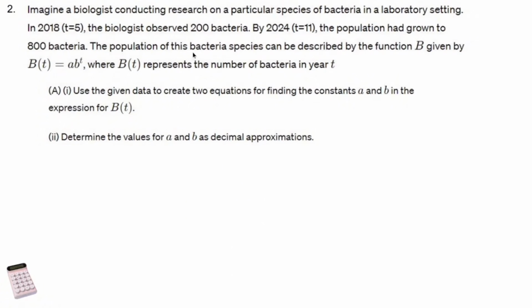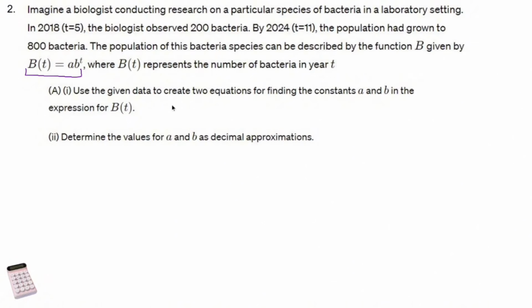The population of this bacteria species can be described by the function B given by an exponential function, where B of t represents the number of bacteria in year t. Usually when you're dealing with some type of growth or a population growth, it is going to be exponential, and so that should not come as a shock here in any way whatsoever. So, a and b are just some numbers we need to figure out. B of t is the total population after t amount of time.